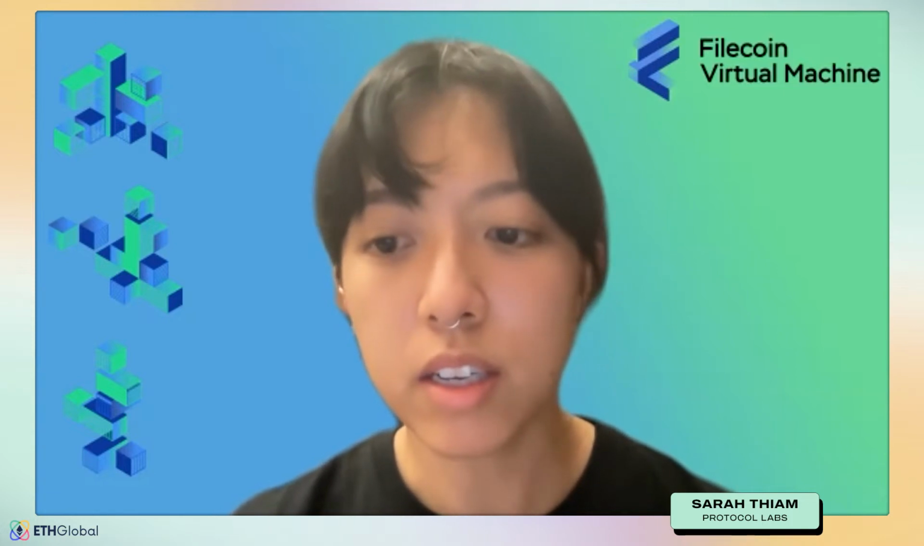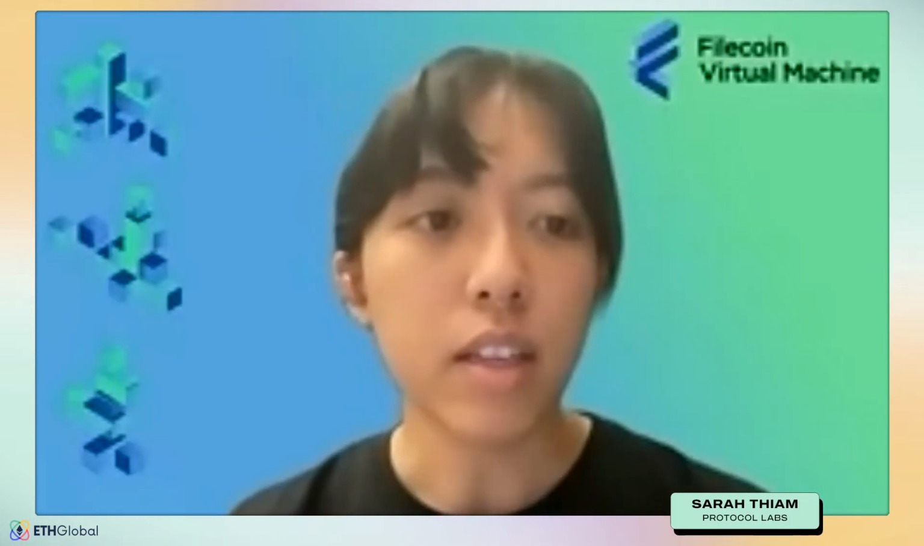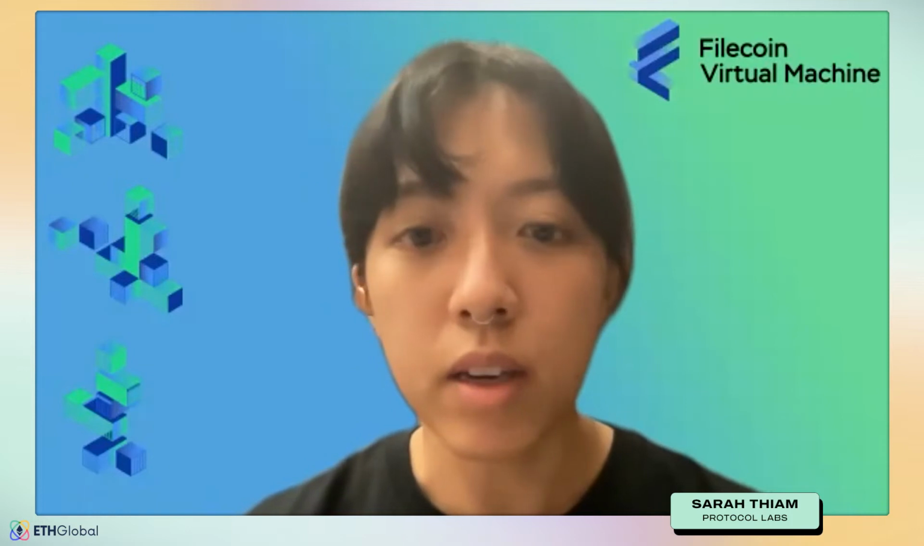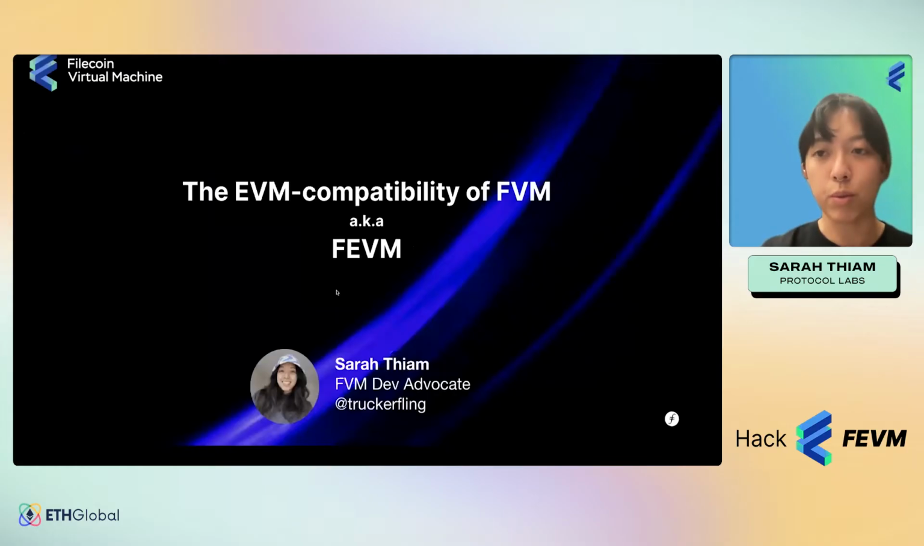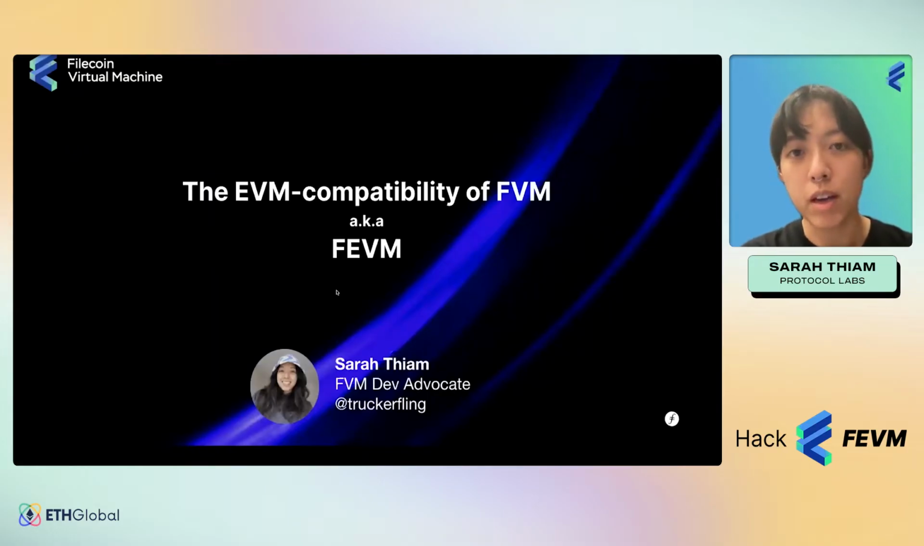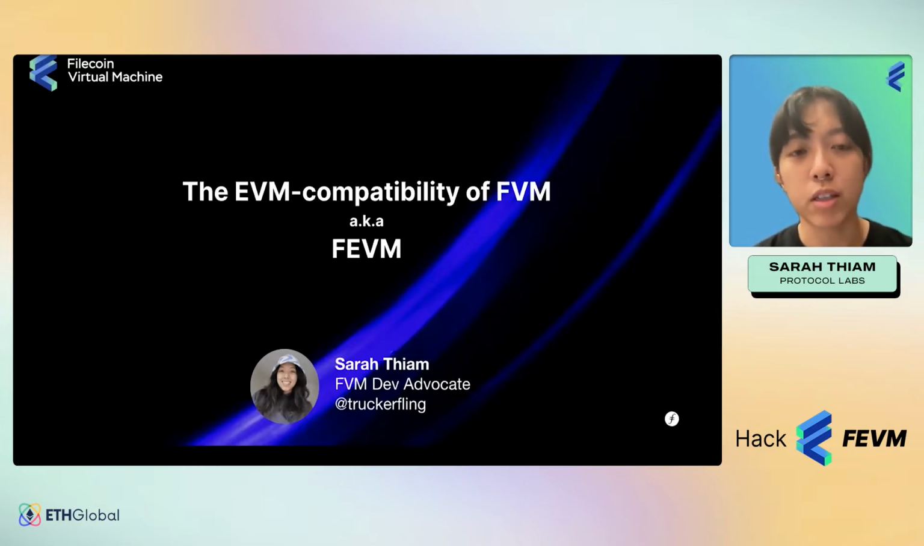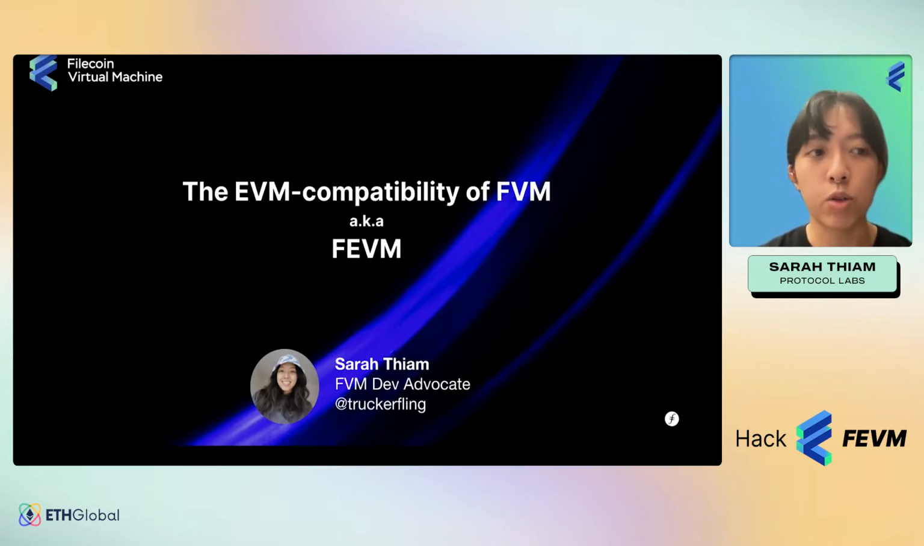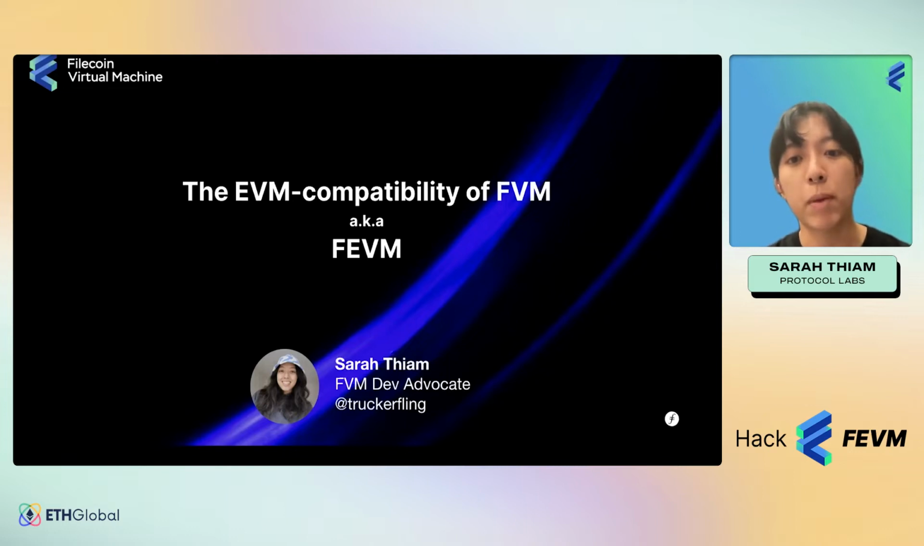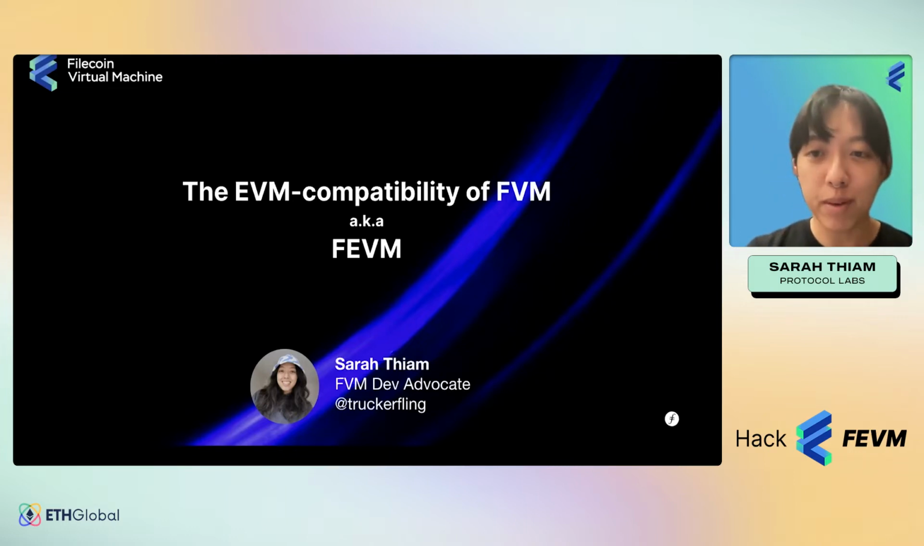Hang on. Cool. Yeah, I think Molly has painted a really good vision of what we hope to achieve with FVM and where we're at right now on the FEVM. So for my talk, I'll go a little bit deeper into the architecture of how the FVM is set up, and specifically the EVM compatibility piece of the FVM, which then constitutes the word FEVM.